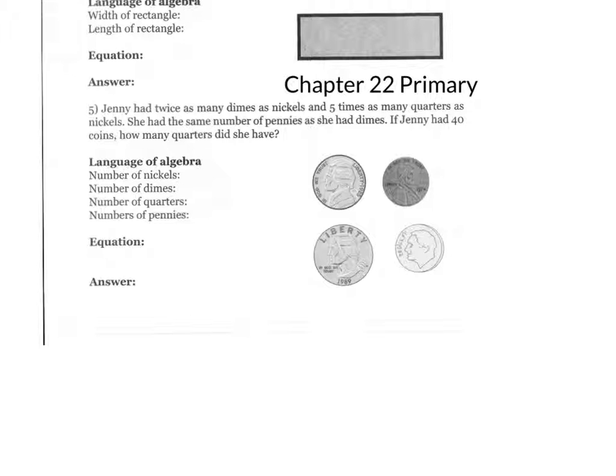So she had twice as many dimes as nickels and 5 times as many quarters as nickels. So we think, let's try nickels as our base. So the number of nickels will be n. Then dimes, if she has twice as many dimes, so there's 2 times n dimes. Number of quarters, 5 times as many as nickels, so that would be 5n.